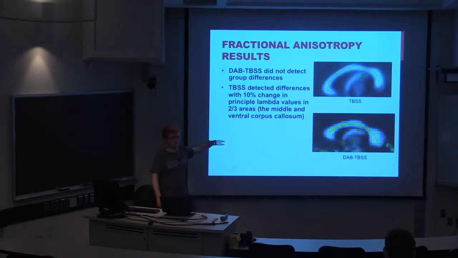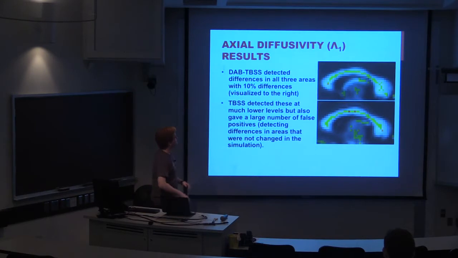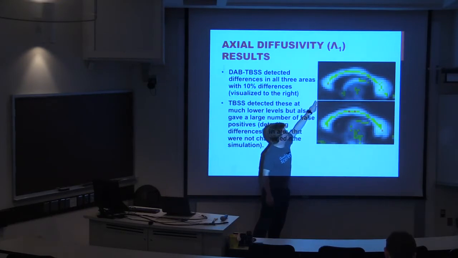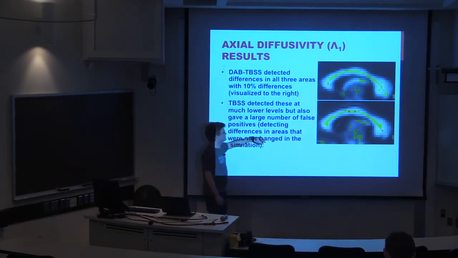And again, this is after the average principal eigenvalue between groups was increased by 15%, which is a pretty huge difference. However, when we're just studying axial diffusivity, which directly tests the magnitude of the principal eigenvalue of the tensor, what happened was actually pretty weird. DAB TBSS detected all 3 differences, and these are both visualizations of DAB TBSS. You can see the yellow voxels are where it detected the differences. It successfully detected them in all 3 areas without any noise.